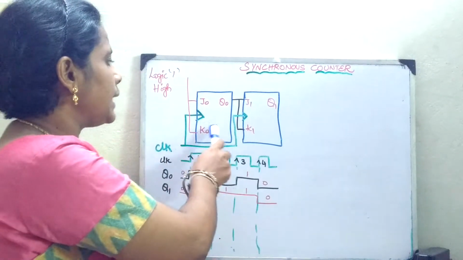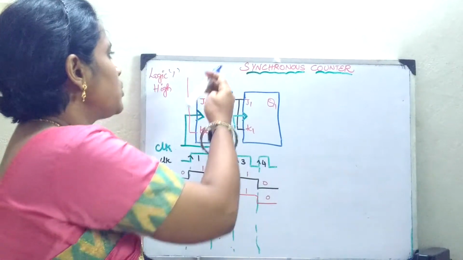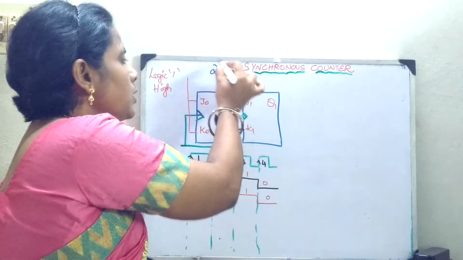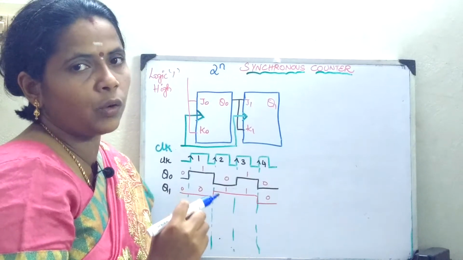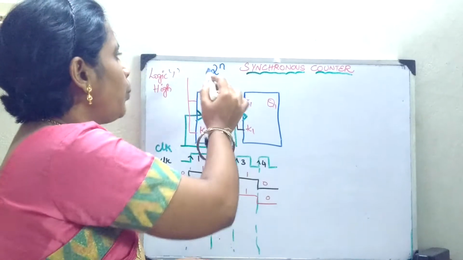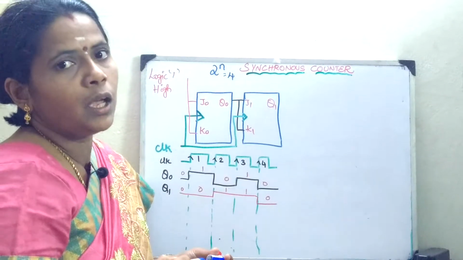Now let us analyze a 2-bit counter. With 2 bits, 2 power n, this counter will count 4 states: 0 0, 0 1, 1 0 and 1 1. So 2 power n, that is 4 states, it is going to count. It is either called states or modulus.